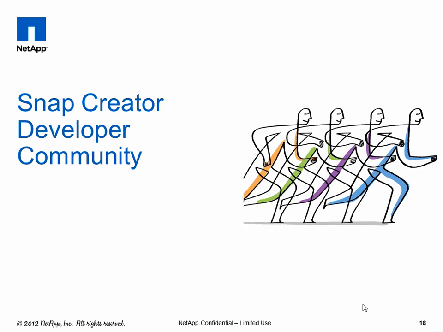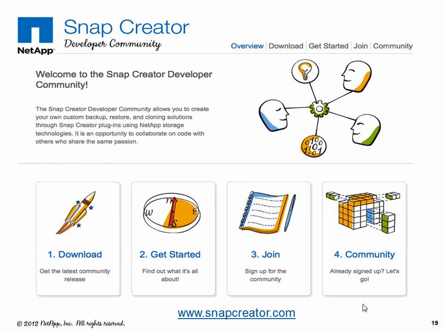Next, I want to take a few minutes to discuss the Snap Creator development community. As mentioned earlier, Snap Creator is developed using a community model. Anyone can get involved by signing up at www.snapcreator.com. The screenshot is an example of what you see when you go to the Snap Creator website. This gives you options to download the community releases, get documentation and information about Snap Creator, including videos like this one, join the Snap Creator community, or go to the community site in GitHub.